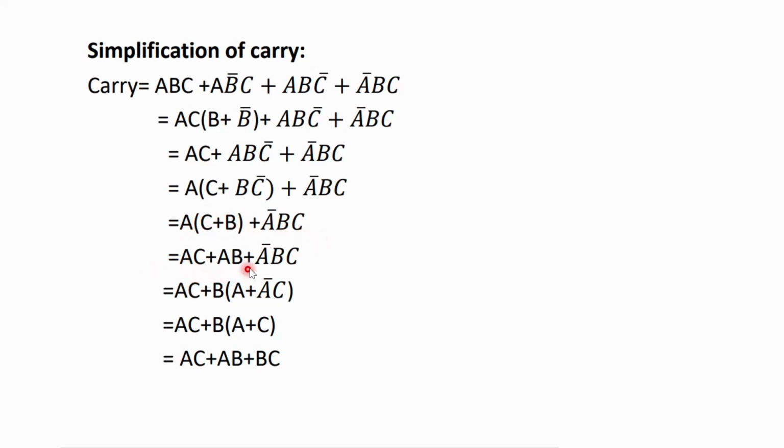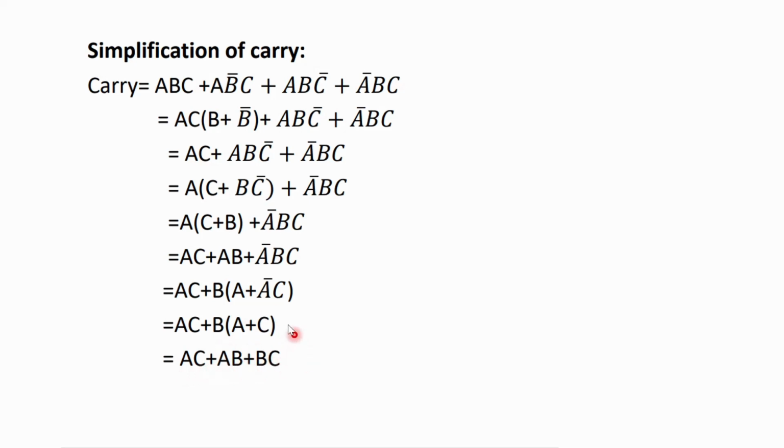And here taking B as common. So when we take B as common, we'll get A plus A bar C. So A plus A bar C is nothing but A plus C, which gives AB plus BC. So finally, we are getting AC plus AB plus BC. In essence, it is the combination of the product of two inputs, where the inputs are A, B, C. Here we are getting AB plus BC plus AC.